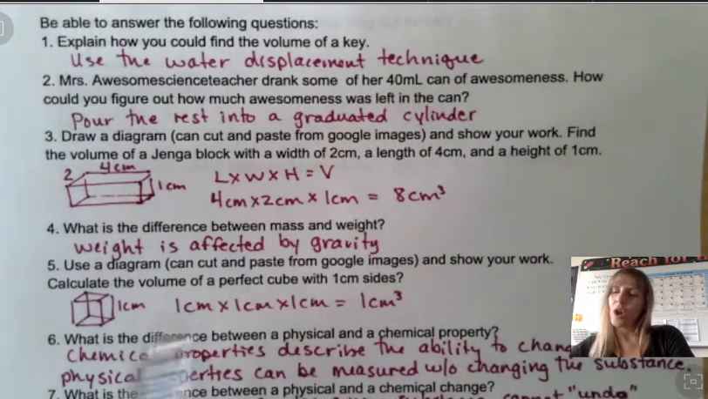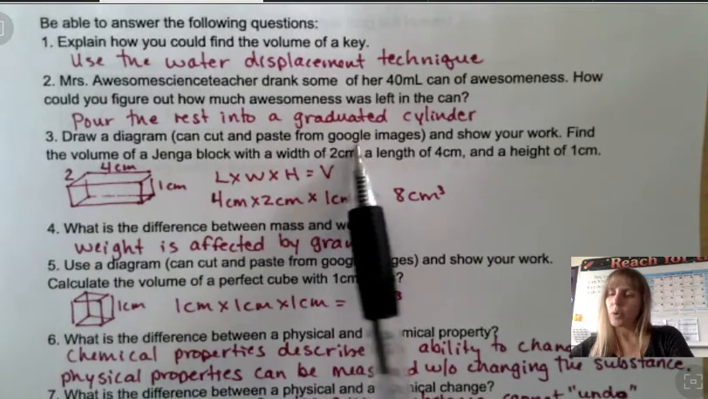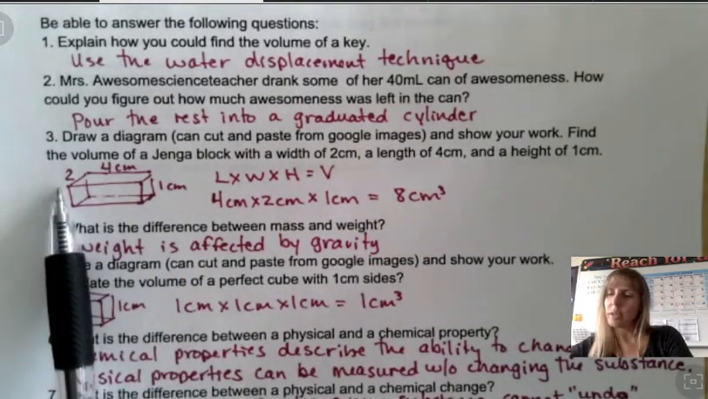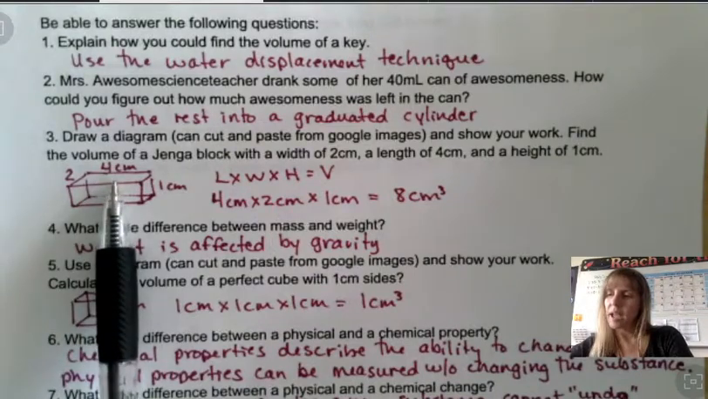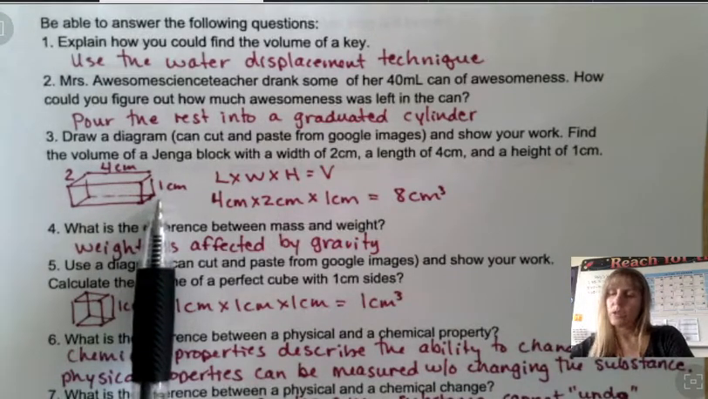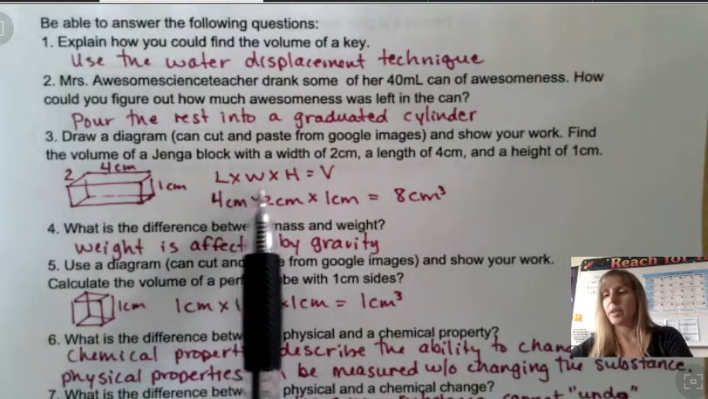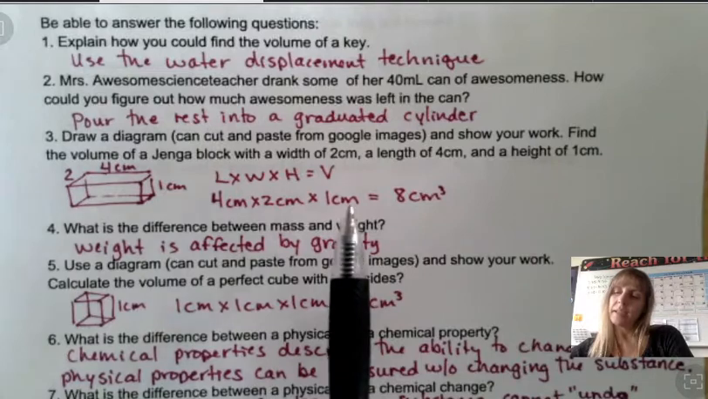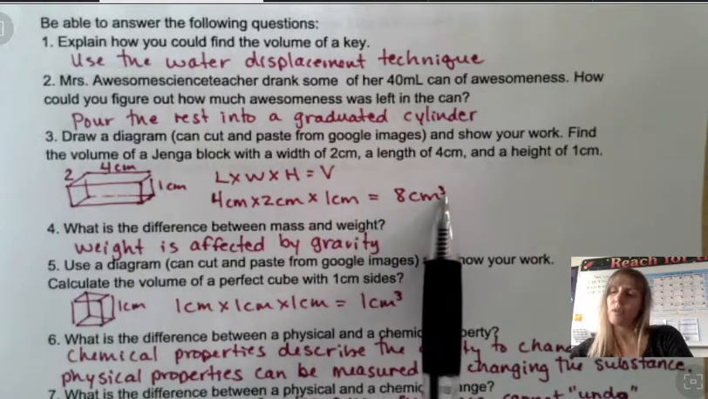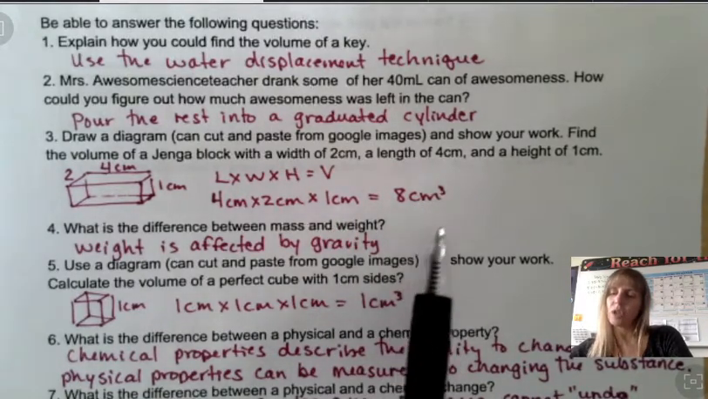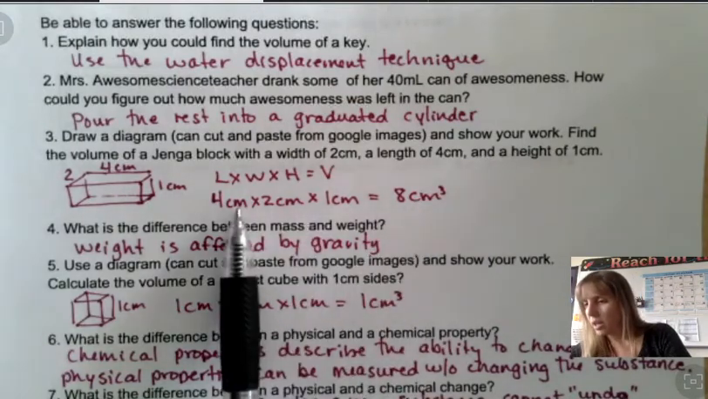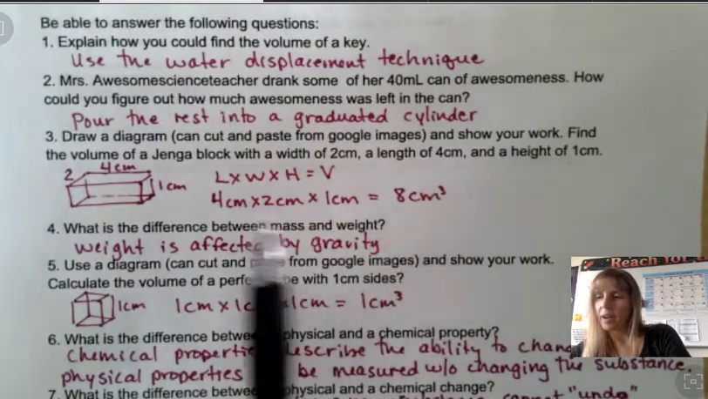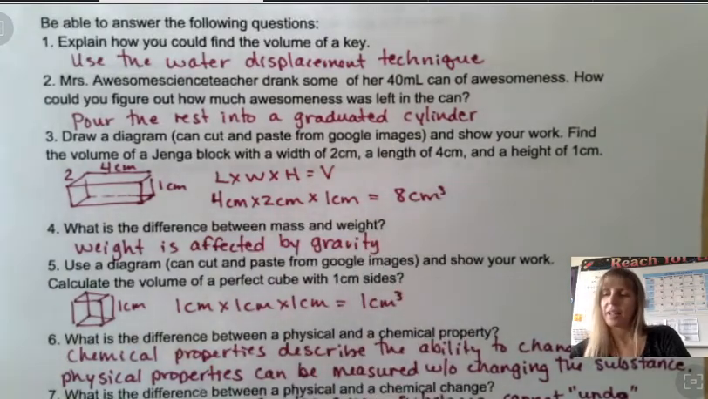Number 3 says draw a diagram, or you can cut and paste from Google Images and show your work. Find the volume of a Jenga block with a width of 2 centimeters, a length of 4 centimeters, and a height of 1 centimeter. To find volume, you use length times width times height. So 4 times 2 is 8, times 1 is 8 centimeters. Don't forget this little 3 up there, 8 centimeters cubed. There's a centimeter, centimeter, centimeter, and there are 3 of them right here, 1, 2, 3.